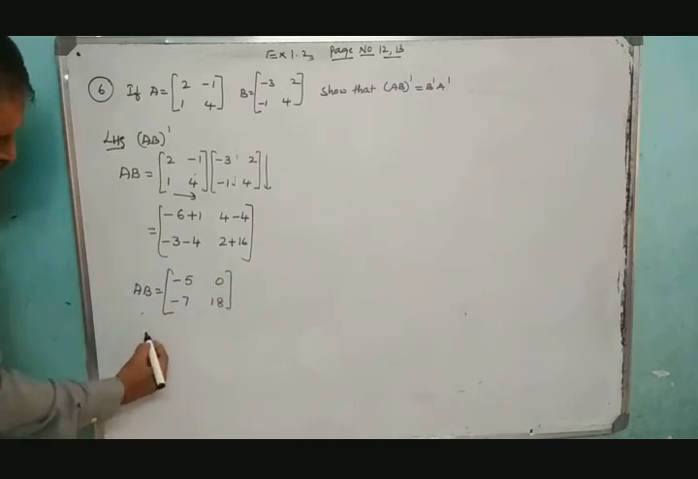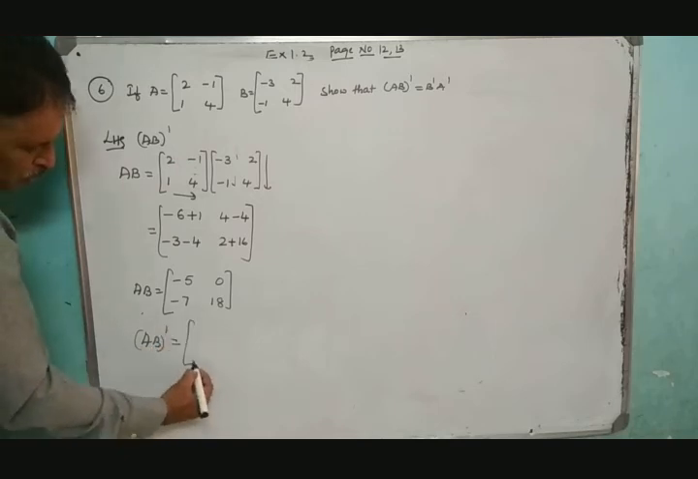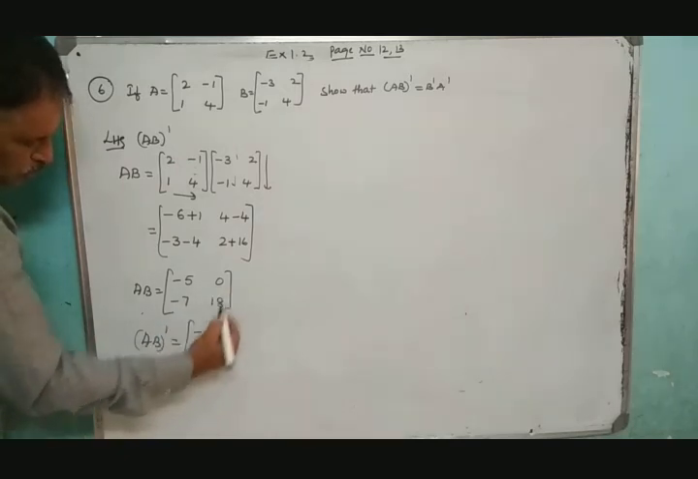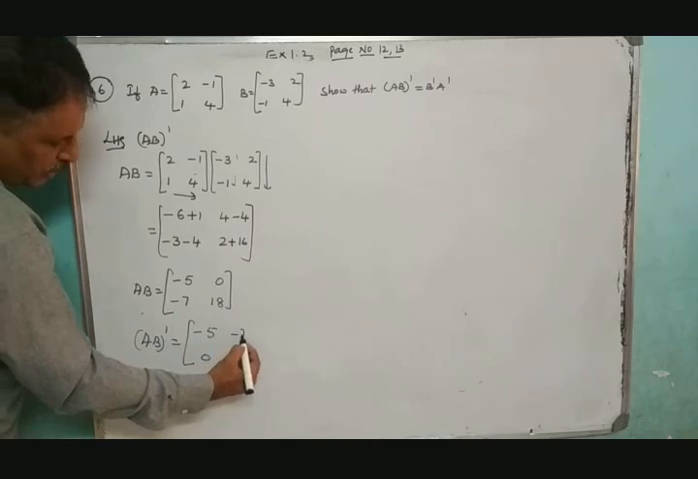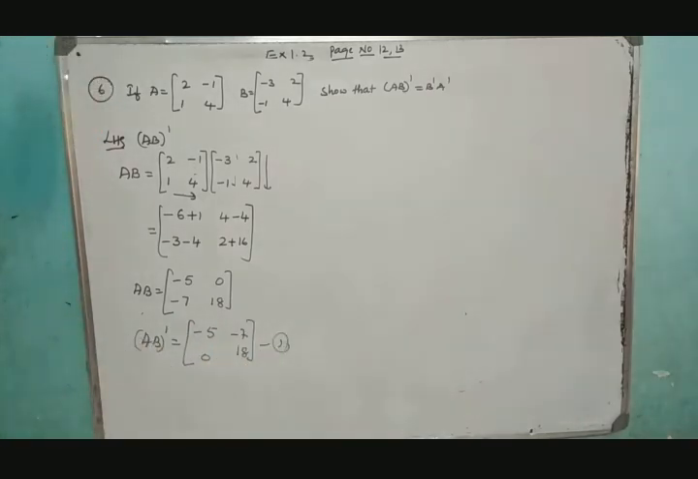He is asking you to find (AB) whole transpose, which is equal to [minus 5, minus 7; 0, 18]. First row will become first column, second row will become second column. Let it be equation 1.